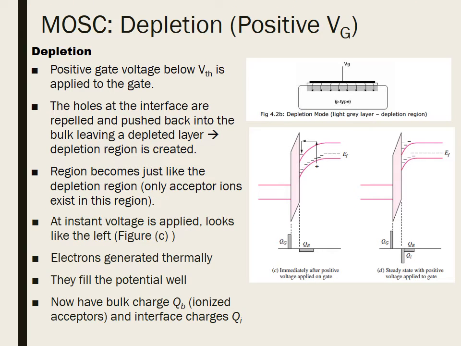Next, we move to the depletion. When a positive voltage is applied to the gate, depletion region is created. The holes at the interface are repelled and pushed back into the bulk, leaving a depleted layer. Thus, depletion region is created. There are only acceptor ions in this region. As time increases, electrons will be thermally excited into the conduction band, where they will be trapped in the potential energy well at the interface.